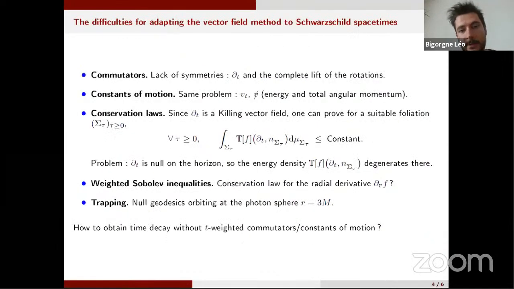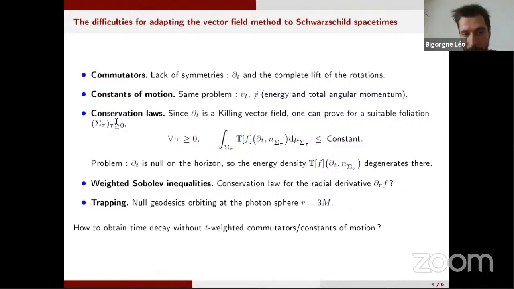Okay, so now we can start by studying the massless Vlasov equation on the exterior of Schwarzschild spacetime. And I will start by saying what the difficulties are compared to the case of Minkowski. So first, the set of commutators is much smaller. So here we can only commute with the complete lift of the stationary Killing field ∂t and the complete lift of the rotations. So the problem concerning the constants of motion is quite similar. We only have the t component of the velocity vector and its angular part.